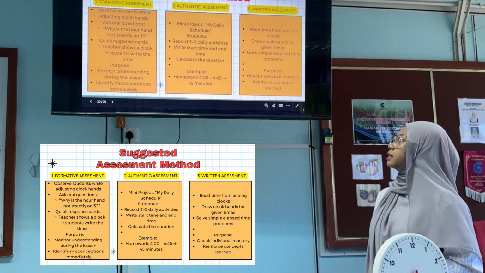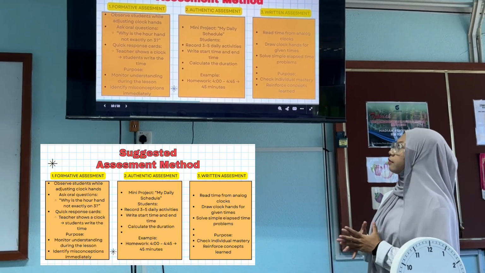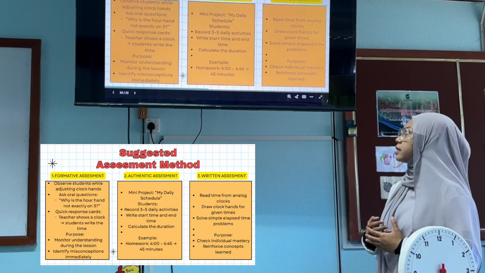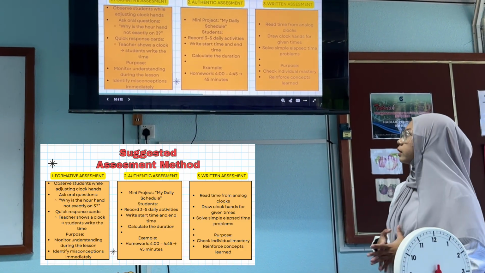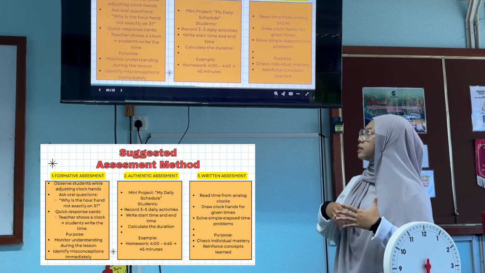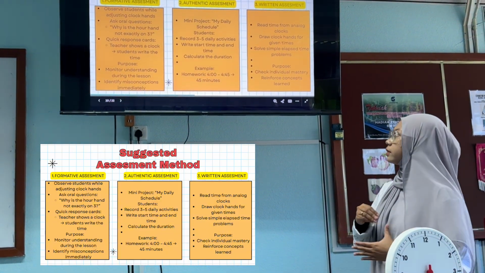The second assessment is authentic assessment. For example, the teacher can do a mini project, My Daily Schedule, and the students need to record 3 to 5 daily activities, and they have to write the starting time and ending time of each activity.